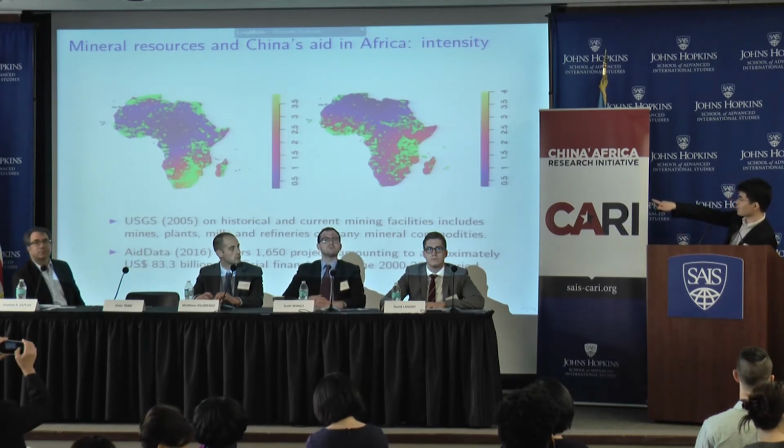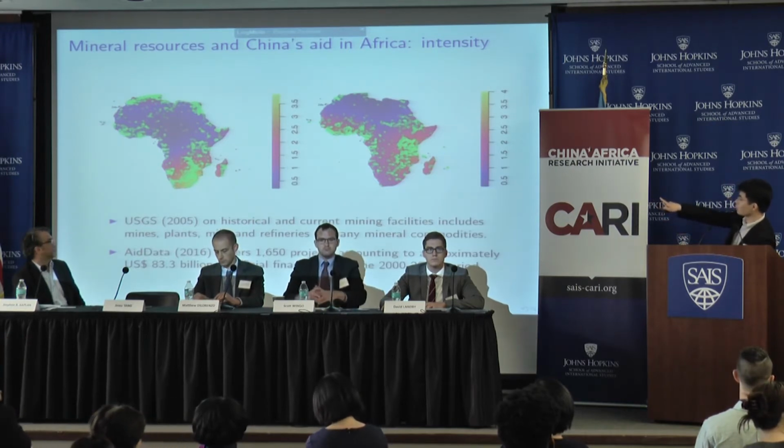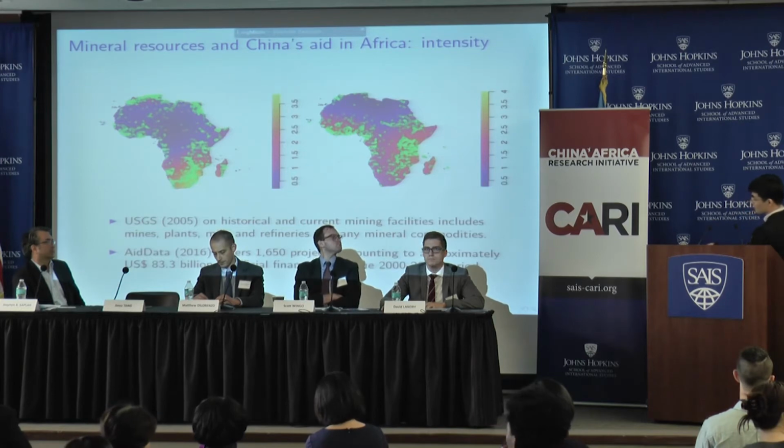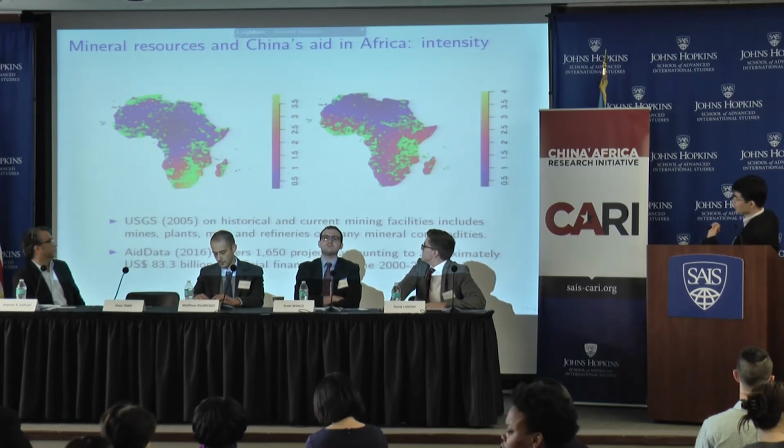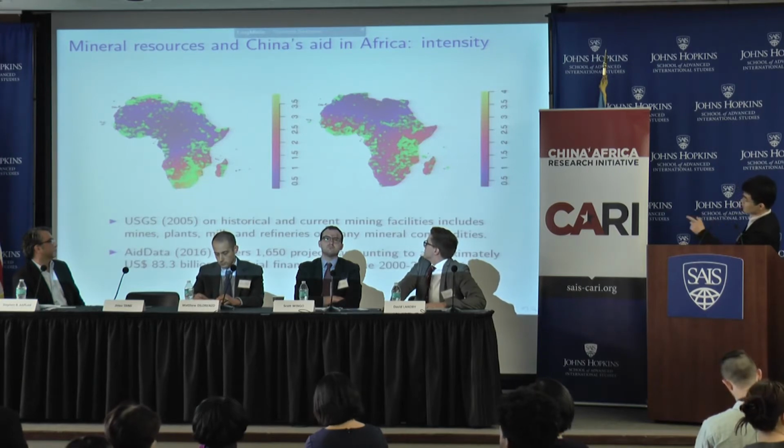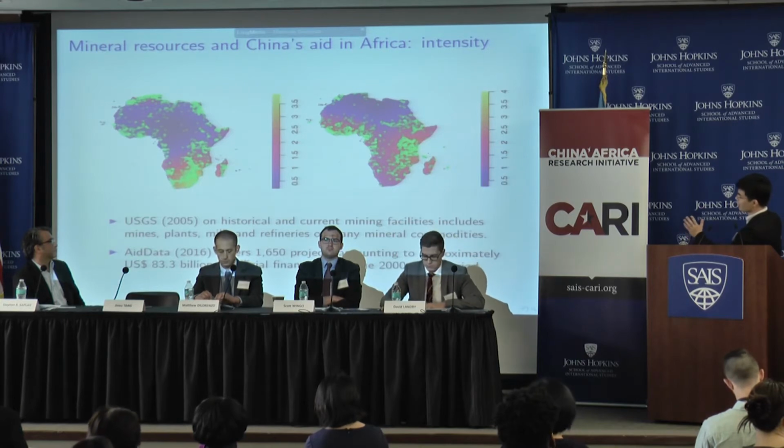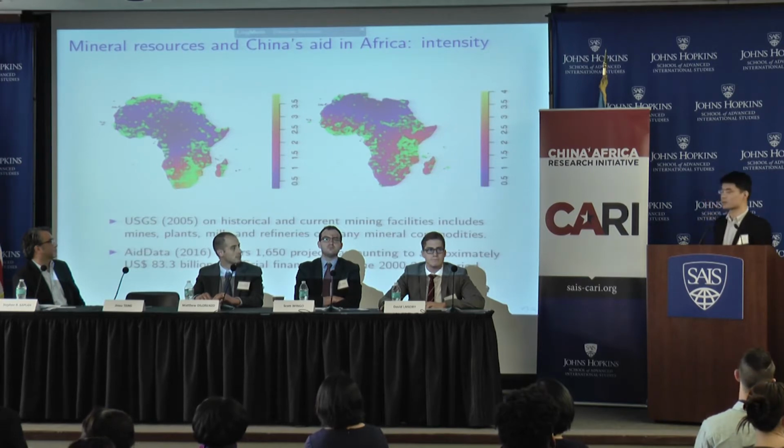These two maps show the intensity of the aid and the mineral resources. On your left-hand side are the mineral resources, and on the right is the Chinese aid. You can have a sense that the distributions are different. The hotspots of aid and the mineral resources are in different parts of the continent. But we can study the correlation between these two patterns more specifically and empirically.